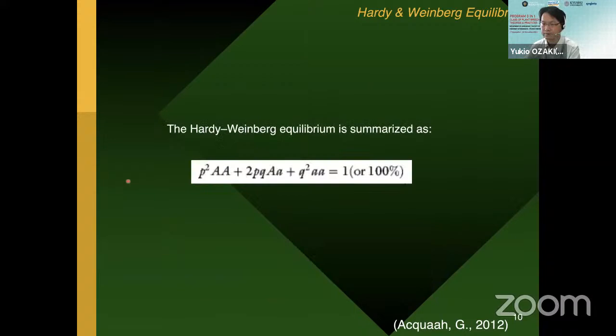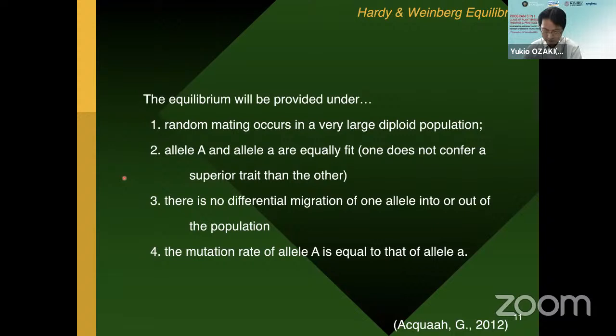This mathematical relationship, P square plus 2PQ plus Q square equals 1, is called the Hardy-Weinberg equilibrium. Hardy from England and Weinberg from Germany discovered that equilibrium between genes and genotypes is achieved in large populations. They showed that the frequency of genotypes in a population depends on the frequency of genes in the preceding generation, not on the frequency of the genotypes. In the subsequent generation, both the genotype and the gene frequencies will be unchanged.